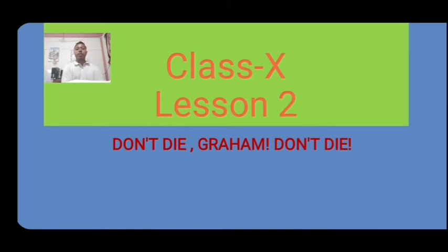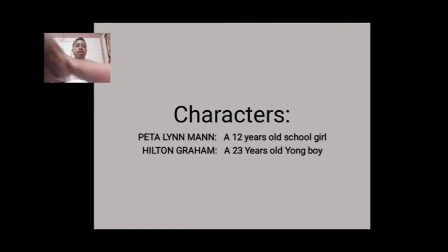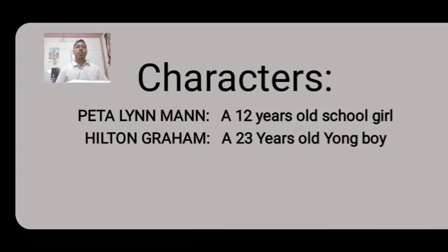In this lesson there are only two main characters that we have to deal with: Petalin Man, a 12 years old schoolgirl, and Hilton Graham, a 23 years old young boy. Though there is a huge age difference between them, they were friends. Hilton Graham used to live with the family of Petalin Man.